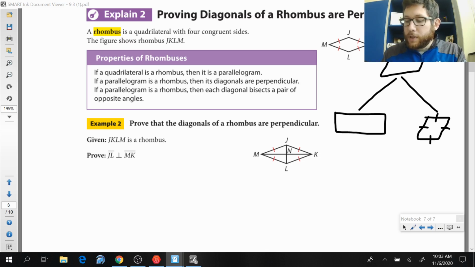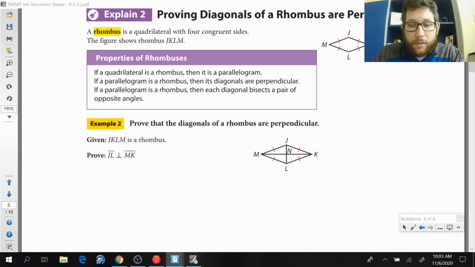Now, a rhombus has 2 particular properties that we need to know, and this is the one that people have the hardest time with. Okay? If a parallelogram is a rhombus, 2 things. One, the diagonals are perpendicular. Remember, the word perpendicular means it makes 90 degrees. The second property is that if a parallelogram is a rhombus, then each diagonal bisects the pair of opposite angles. Now that sounds like a lot, and it kind of is a little bit.